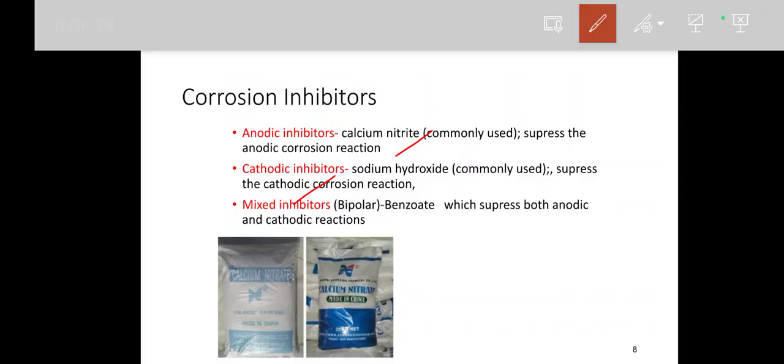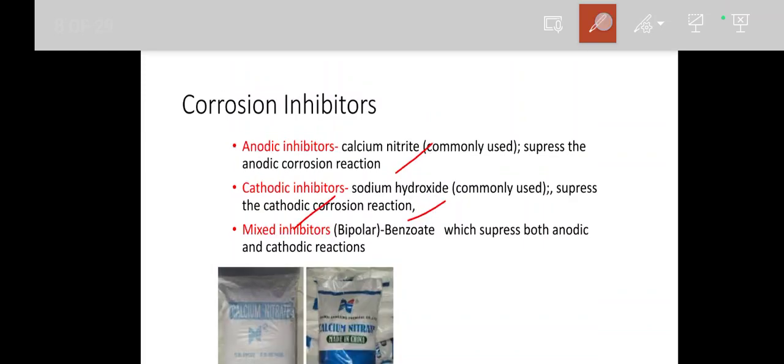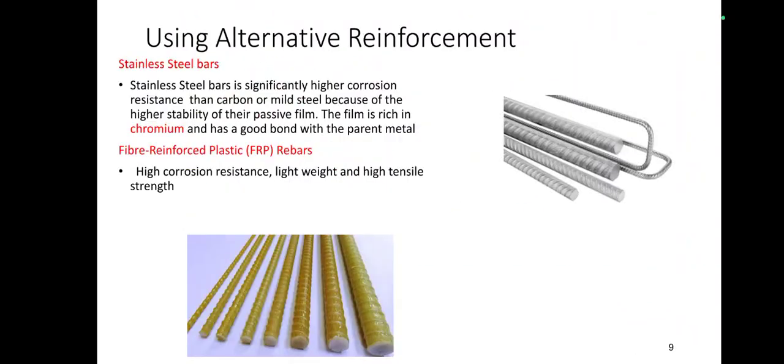Among these three, the mixed inhibitor has been invented recently. If you use benzoate in the concrete, it won't form both, which has the advantage of the previous two inhibitors, anodic and cathodic. If you mix this benzoate powder along with the concrete, then the possibility of corrosion happening in the reinforcement can be minimized. Okay, next is alternate reinforcement.